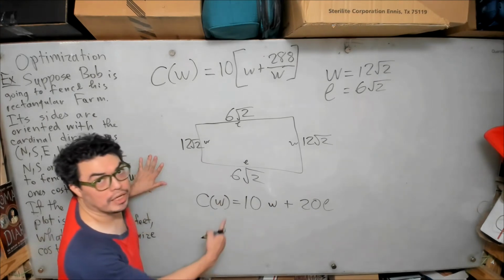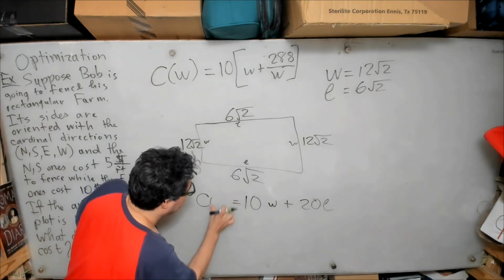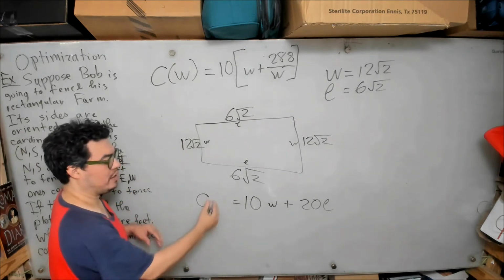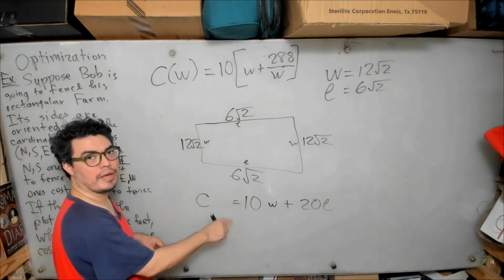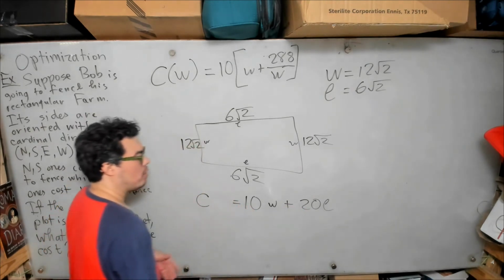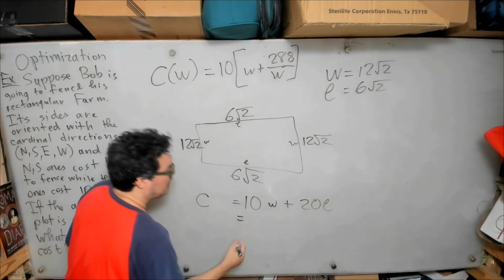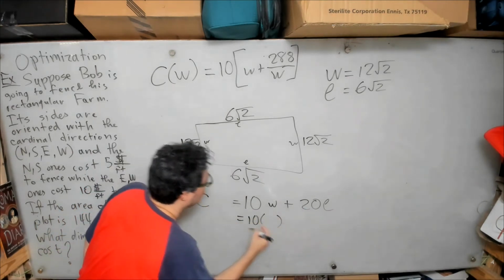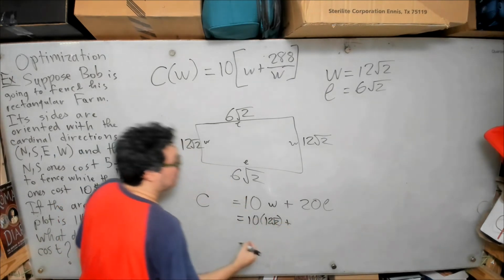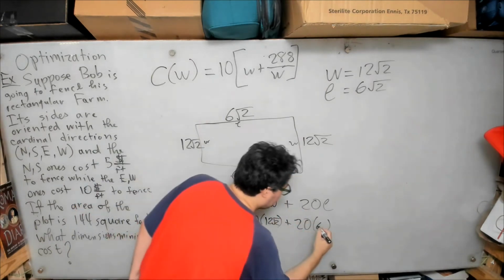So now we can plug into our cost function. In fact, this is not C of W anymore. Why? Because here we have the W and the L. When you take multivariable calculus, you can see that you could write this as C of W comma L because it's a function with 2 variables, the width and the length. Okay, but anyway, so we know that the cost will be 10W plus 20L. So 10 times our W, which is 12 square root of 2, plus 20 times our L, which is 6 square root of 2.